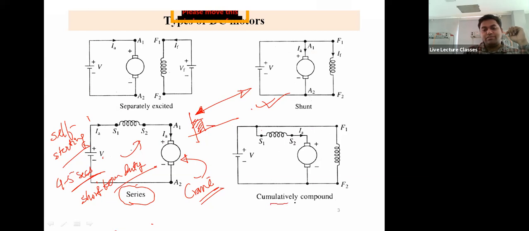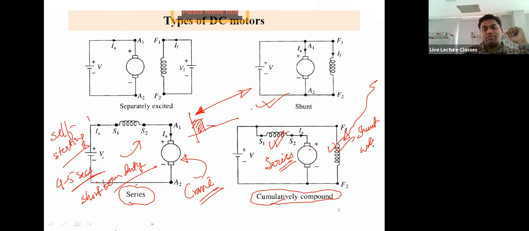And so cumulative compound is a combination of a series DC machine and a shunt DC machine, so that we can have both the characteristics. During the initial time, this will act as a series DC machine so as to pick up the load. Once the load has attained a particular speed, then this shunt winding will be on. So that's the thing.